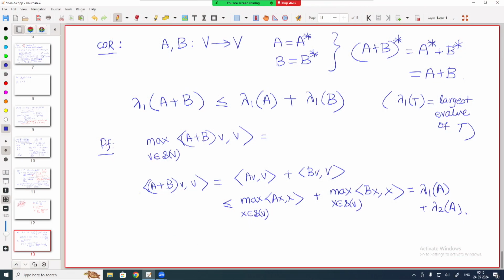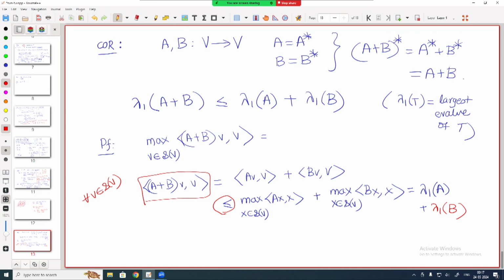I agree, sir, but what I am saying is this. Maybe the correct thing to say is that for every vector v, I have proved an inequality. Fix any vector v in the unit sphere. For all v in the unit sphere, (A plus B)v comma v is less than or equal to lambda 1 of A plus lambda 1 of B. This is what we have proved.